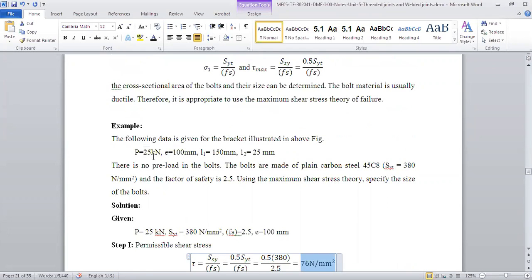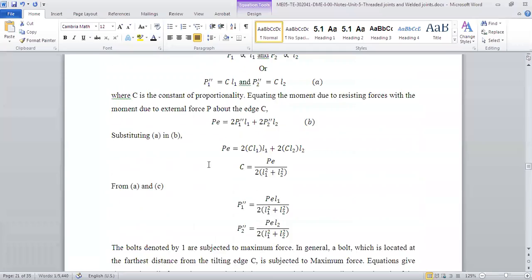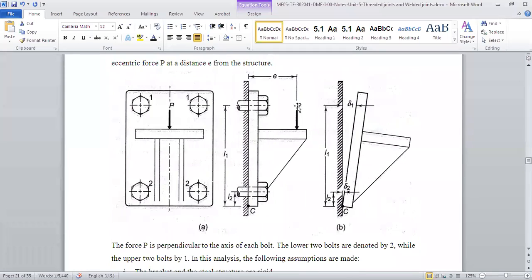Now with this load there will be two stresses. First is direct shear, P upon 4. So 25,000 upon 4 is 6,250 Newton, which will be the direct shear load on each bolt. Again I will repeat: P is 25,000, divided by number of bolts 4, so 6,250 Newton loads each bolt. That load upon the area of shear, pi by 4 d square, will be your shear stress, 6250 upon pi by 4 d square.